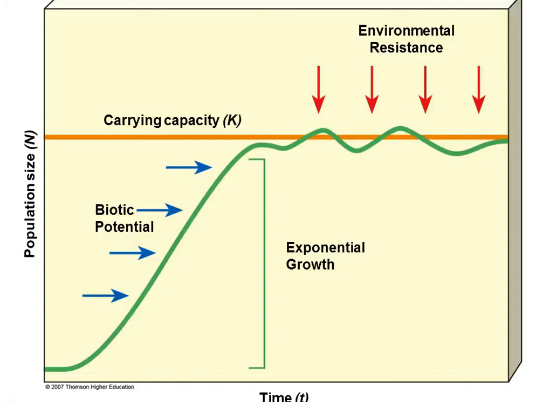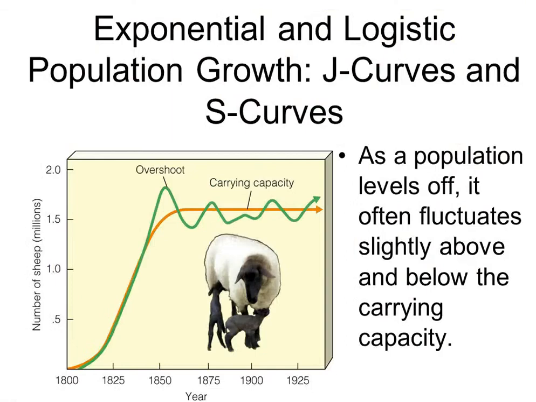Environmental resistance puts pressure back on once the carrying capacity is achieved, such as there's only so much grass to eat, there's only so much habitat that's viable, water to drink, and various other factors depending on what species we're talking about. So as that population levels off, it fluctuates just above and below the carrying capacity.